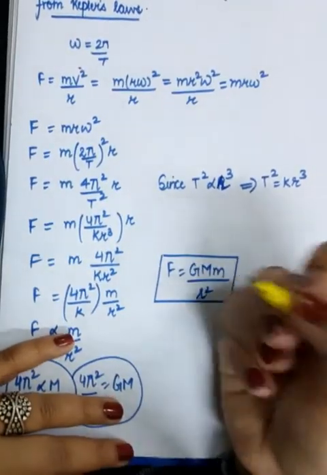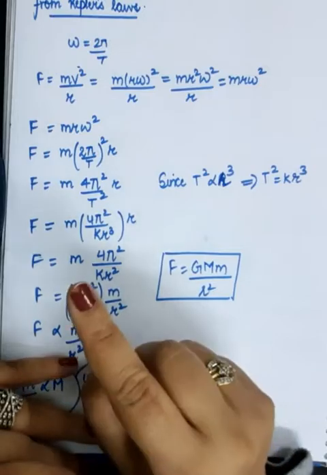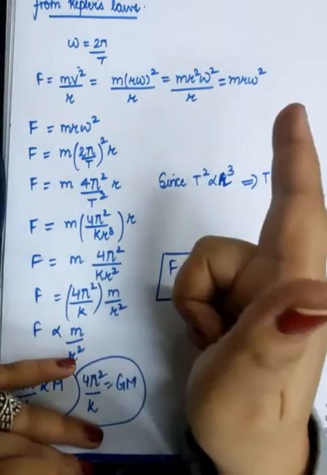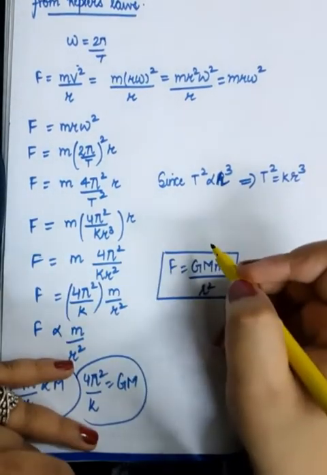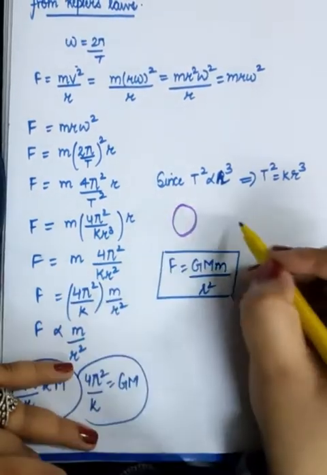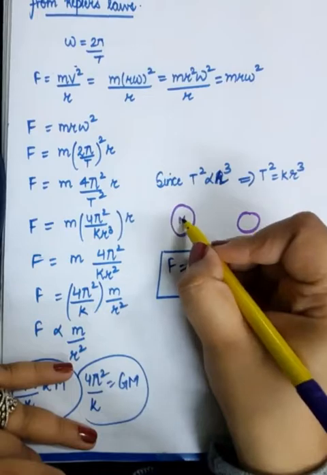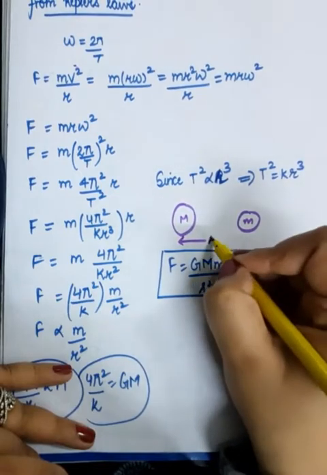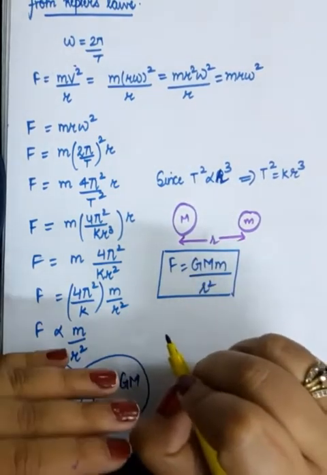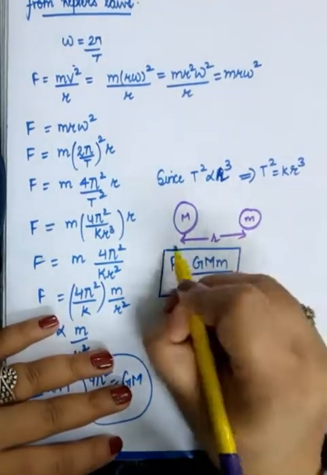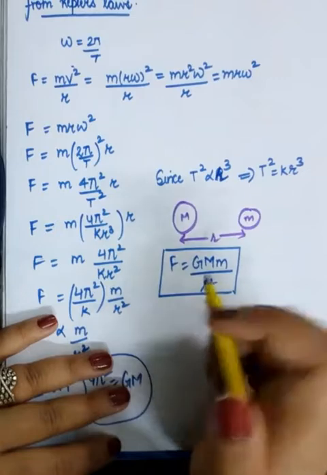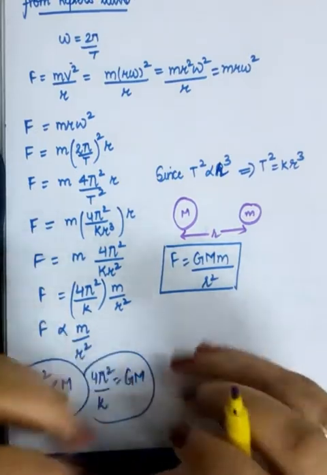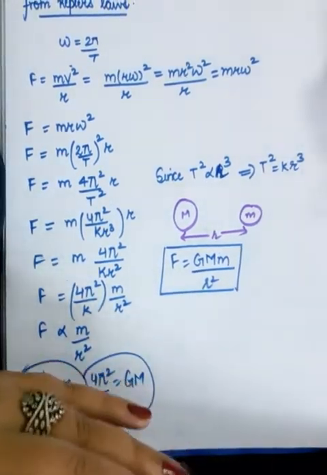So first of all, see what Newton's law of gravitation is. It states that if you have two bodies of masses capital M and small m, and r is the distance of separation between them, this is the first body with mass capital M and this is the second with mass small m, then the force of gravitation between these two bodies is given by F is equal to G M m divided by r square. So this is Newton's law of gravitation.